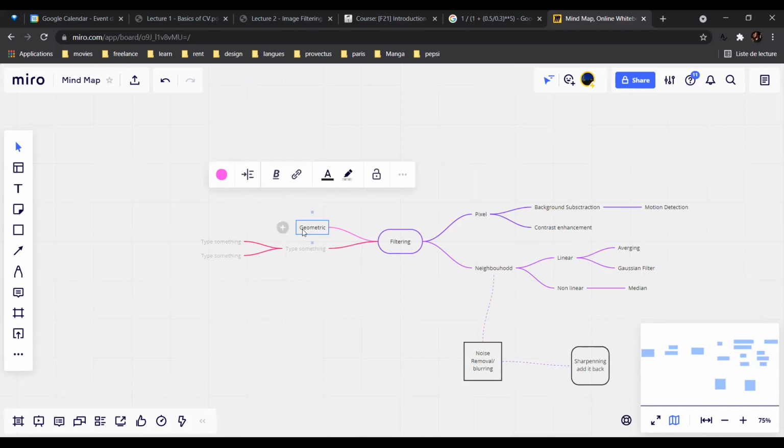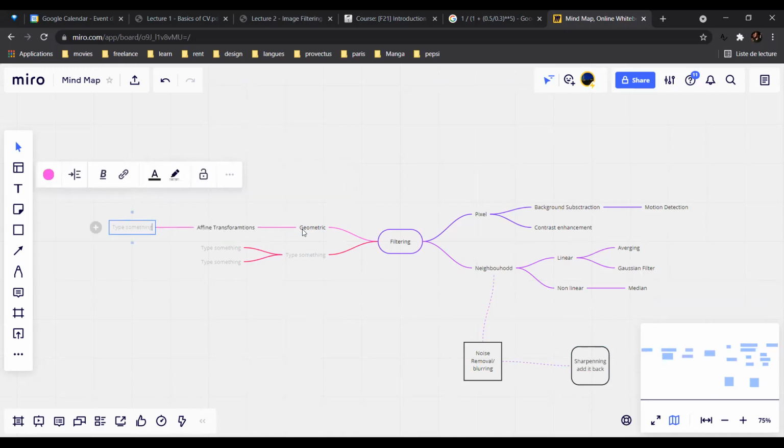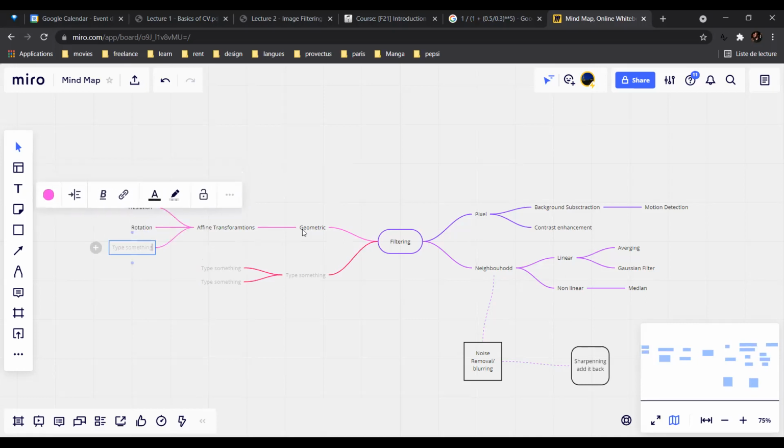For geometric operations, what have we seen? What are they used for? Affine transformations. And what are they used for? Just a few examples. Change of perspective, translation, rotation, and shrinking, and well, zooming and shrinking. Let's call it shrinking. Very well. Thanks a lot. So this is it.